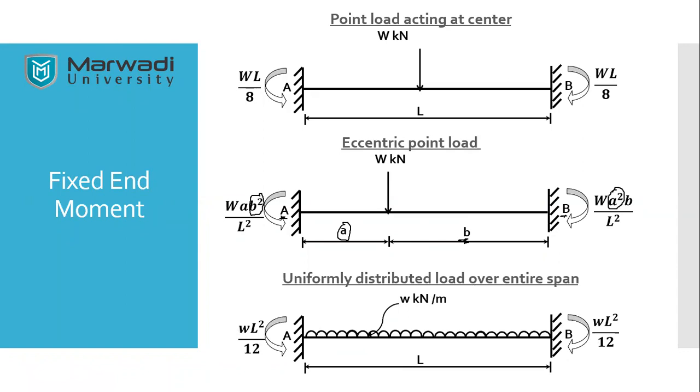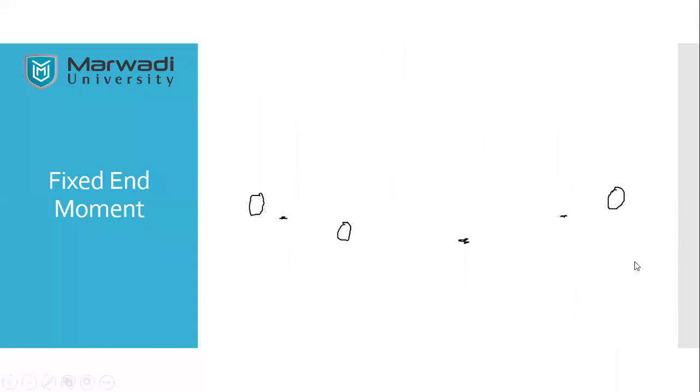Now I'm stopping for a minute. You all write the fixed end moments, because it will be a very important thing to start with any sum. So I'll be giving you a time of 1 minute. You simply write all these things, the three formulas. You draw the beam and write it. Written up till now.